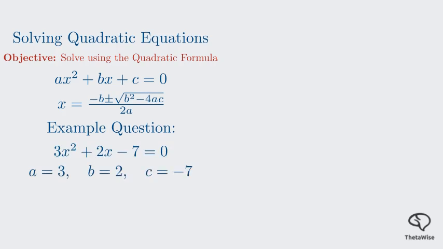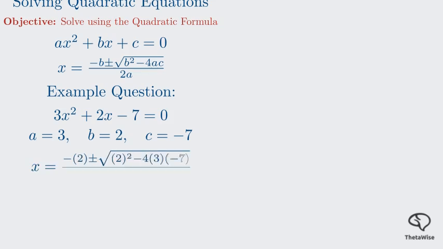Be very careful with the signs. Here, c is negative 7. Now, let's plug these into the formula. We get x equals negative 2, plus or minus the square root of 2 squared minus 4 times 3, times negative 7, all divided by 2 times 3.